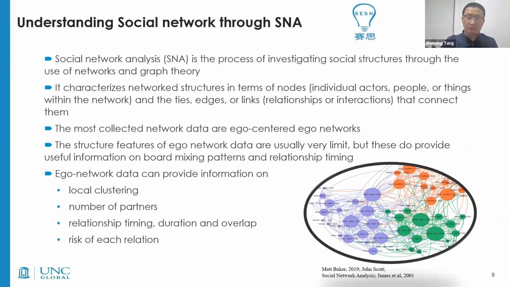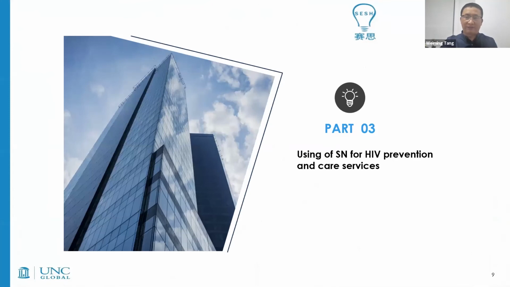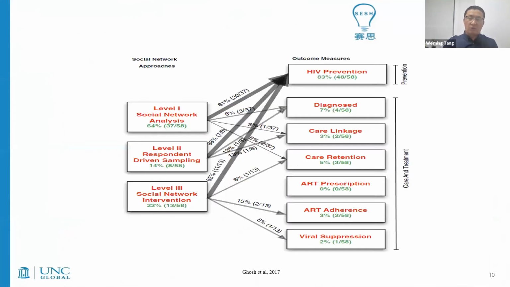I will not go into detail on this part, but instead I'll jump to social networks for HIV prevention and care service. One systematic review article summarized that social network approaches can be divided into three groups: social network analysis, respondent-driven sampling, and social network interventions. While I do not agree with this structure, the right side summarizes that social network intervention has been used for HIV prevention and care service, including diagnosis, linkage to care, and retention.